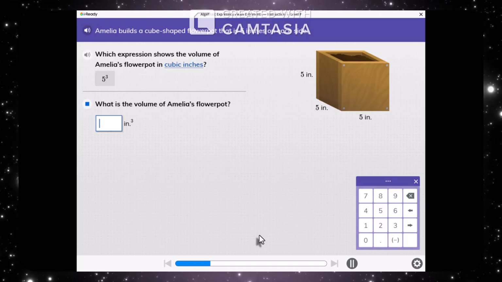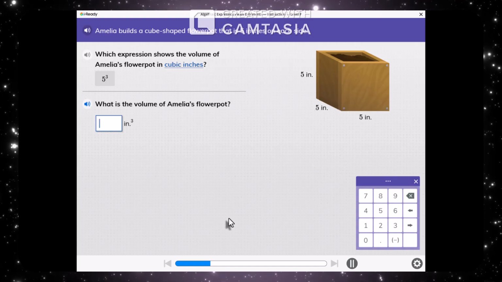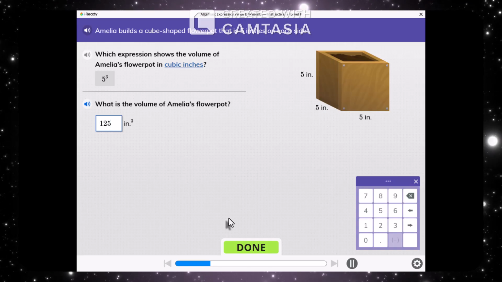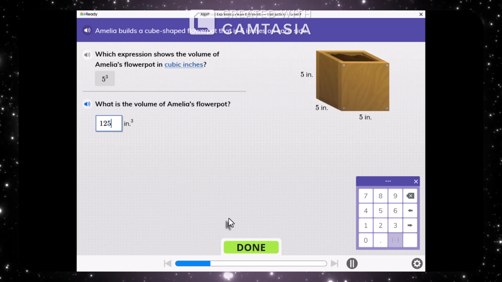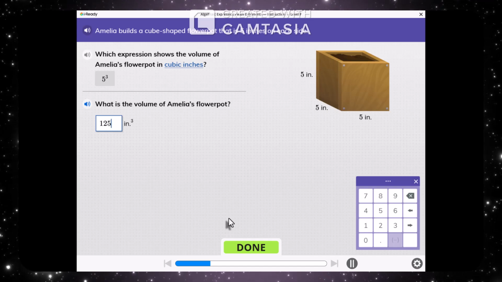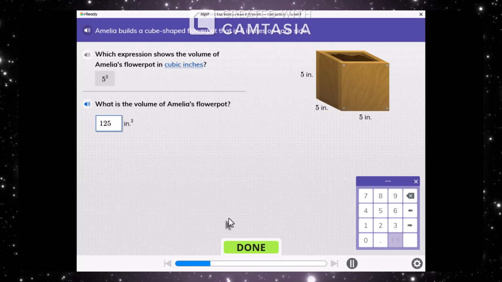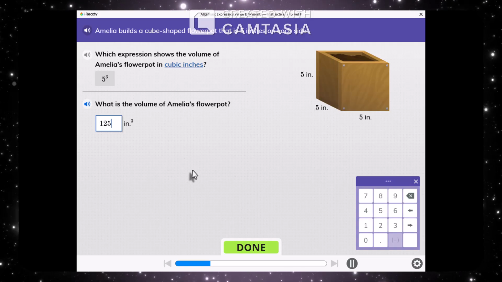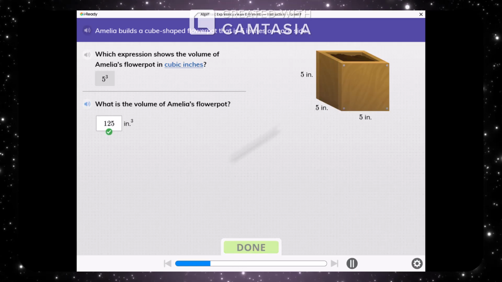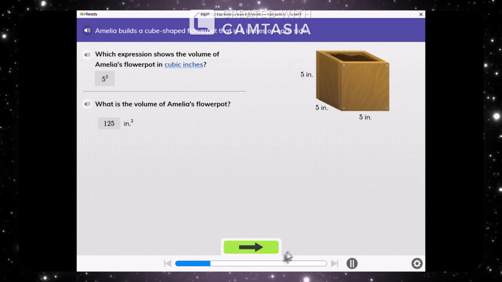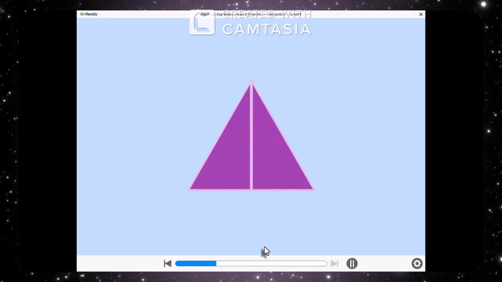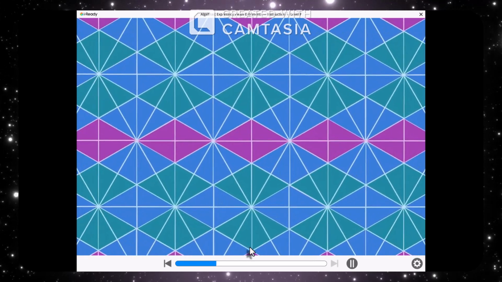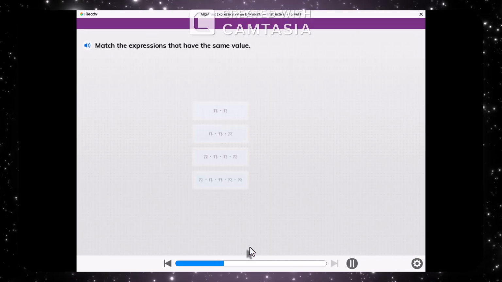What is the volume of Amelia's flower pot? That is going to be 125 cubic inches, because 5 times 5 is 25, and then 25 times 5 is 25, 50, 75, 100, and 125. So the answer is 125. There are no cubic units drawn, but if you counted them it would be the same. But you have to count each layer another 3 times. So yeah, counting volume is not really very good.